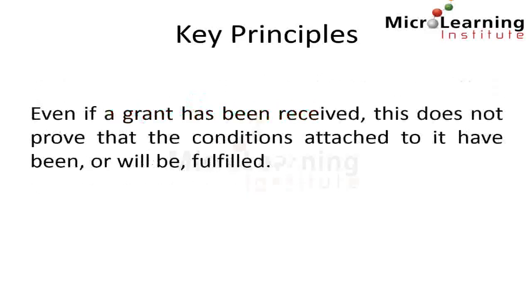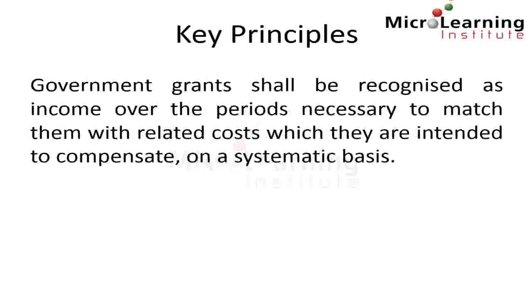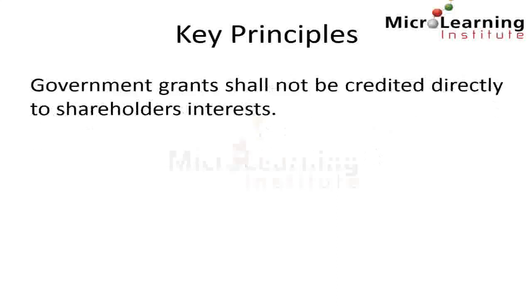However, even if a grant has been received, this does not prove that the conditions attached to it have been or will be fulfilled. IAS 20 requires that government grants shall be recognised as income over the periods necessary to match them with related costs which they are intended to compensate on a systematic basis. IAS 20 states that government grants shall not be credited directly to shareholder interests.